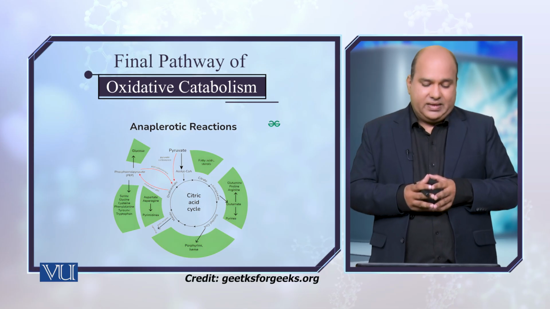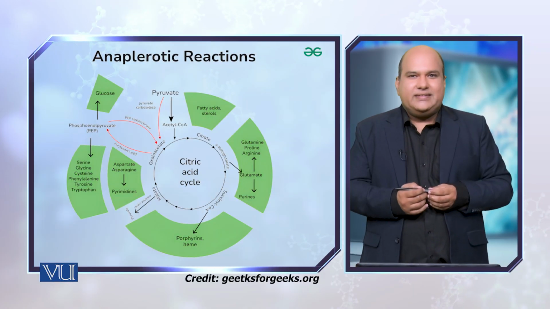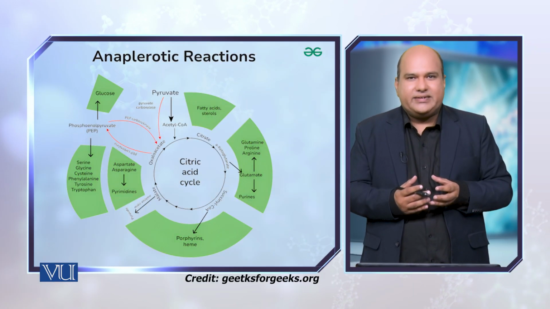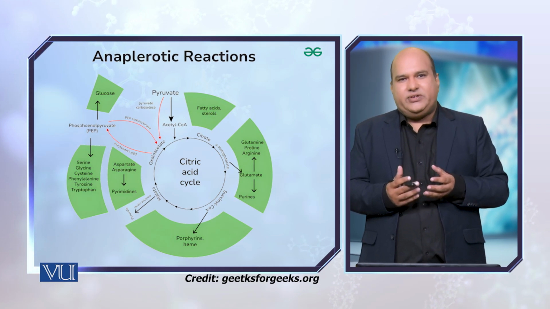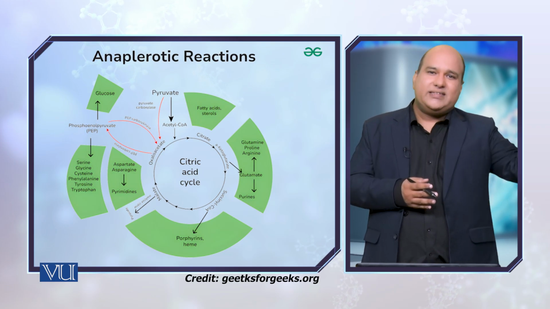There are many anaplerotic reactions which are involved in TCA. We will go into detail of these more specifically when we come to that topic. But at the moment, keep in mind that when the TCA pathway is happening, the products or intermediates of these pathways are used in other pathways also. So anaplerotic reactions are those reactions in which the intermediates of the Krebs cycle or the TCA cycle are used for other pathways also.